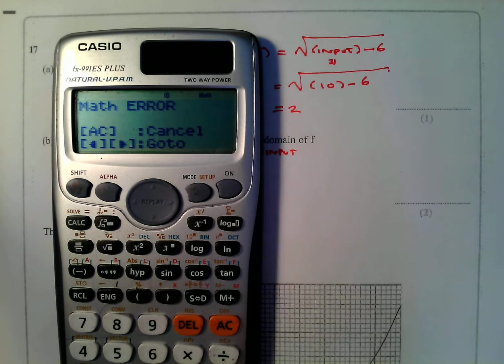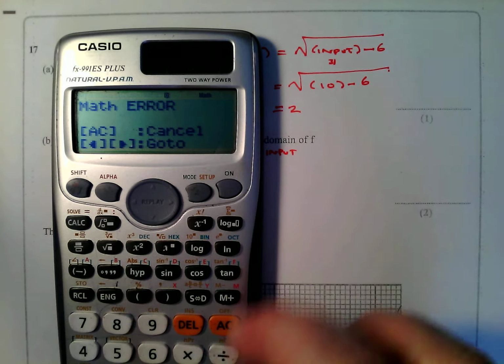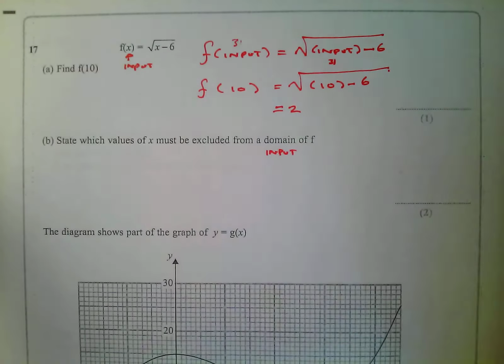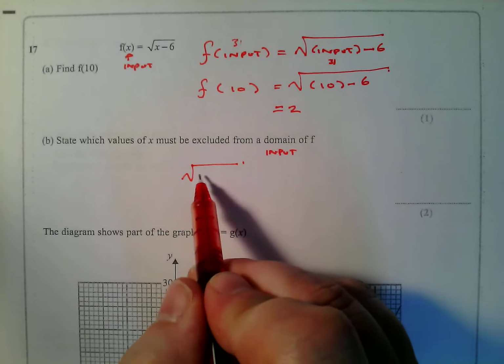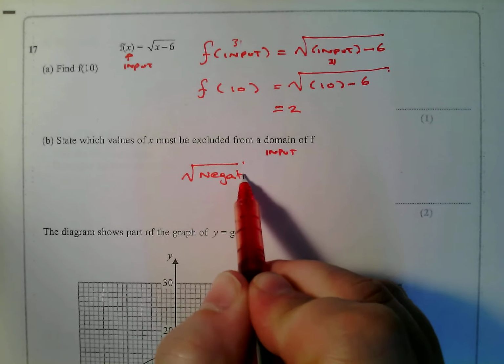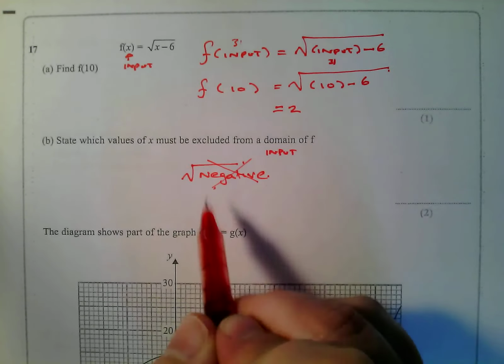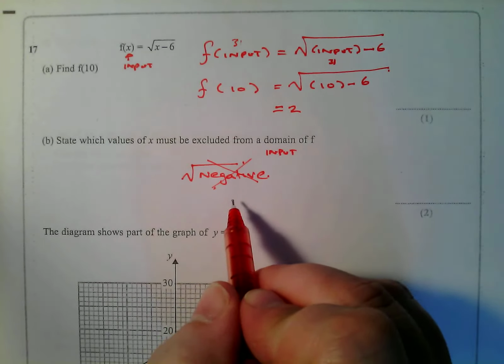The other thing that causes a problem is if you had division. I do 5 divided by 0, okay, I get math error. So you can't divide by 0, and you cannot square root a negative number.